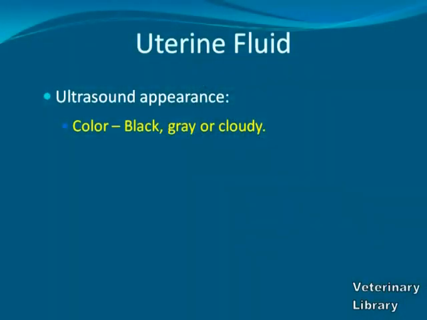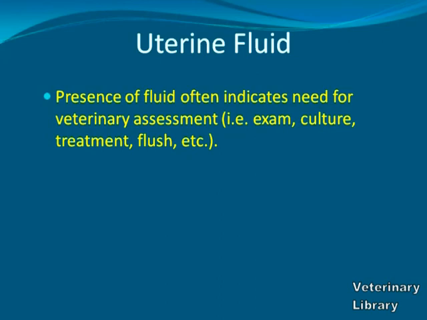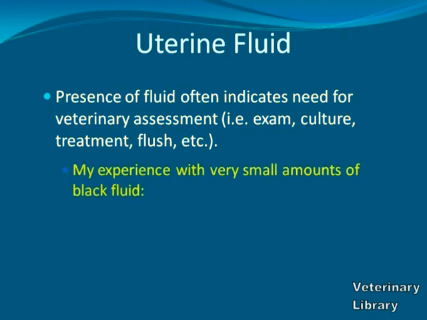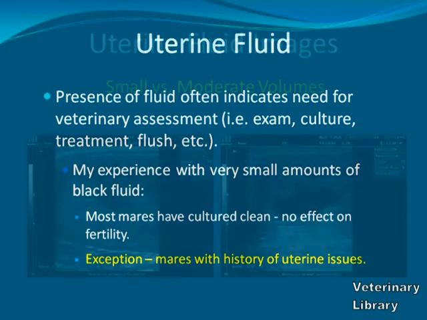When scanning the uterus, uterine fluid may appear black, gray, or cloudy. The volume of the fluid may range anywhere from very little to massive. When the volume is small, the shape of the fluid is often elongated, irregular, and mobile. The presence of fluid often indicates the need for veterinary assessment such as a uterine exam, culture, treatment, and flush. My experience with very small amounts of black fluid, however, is that most mares have cultured clean and there has been no effect on fertility if left untreated or if cleared with an injection of oxytocin. The exception to this would be mares that have a history of uterine issues.